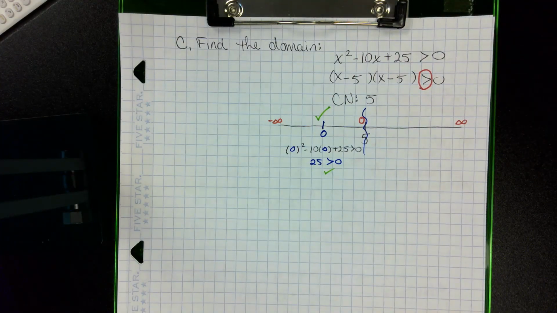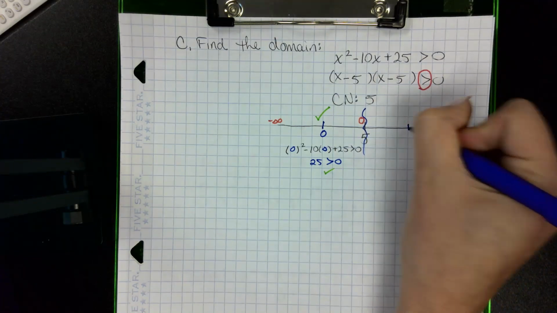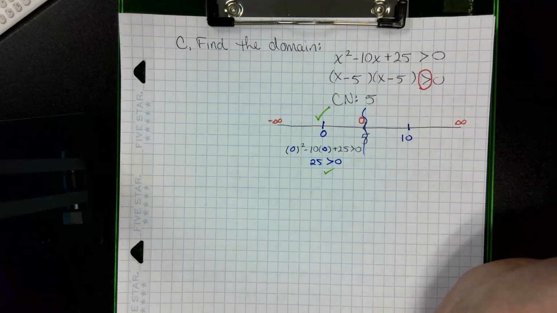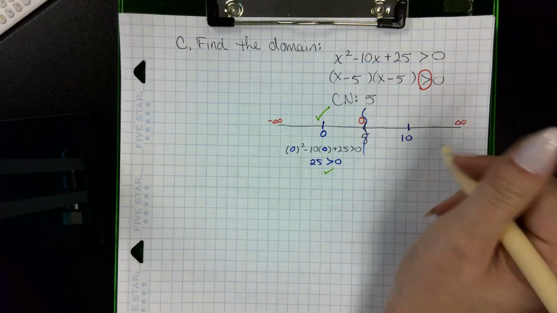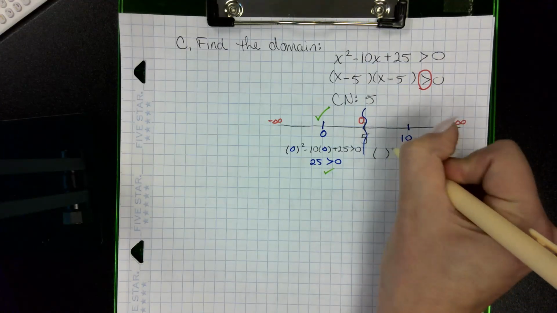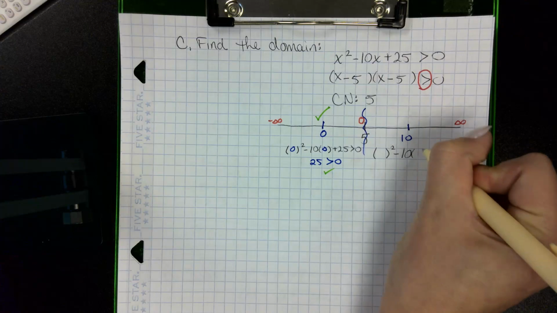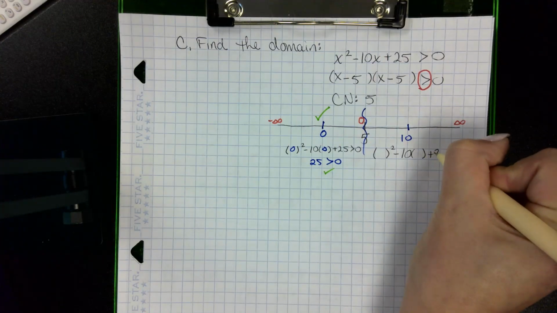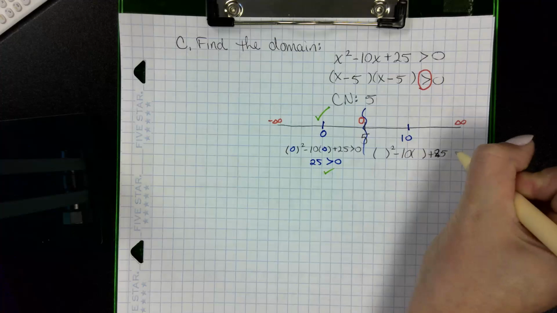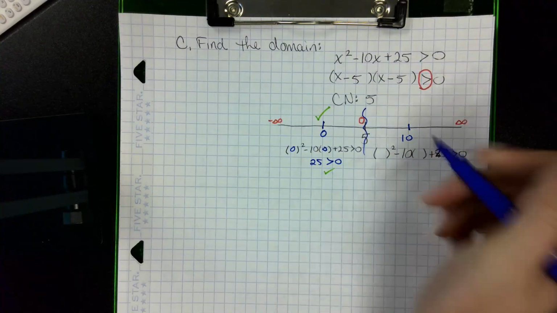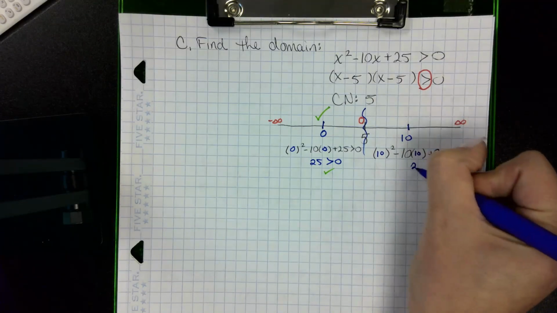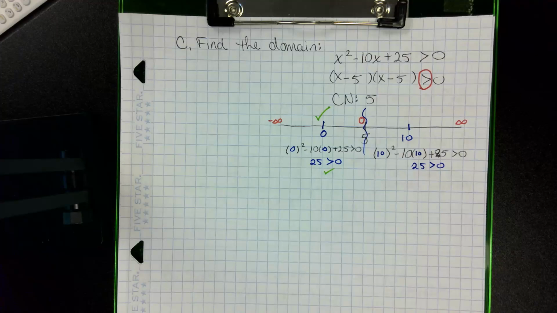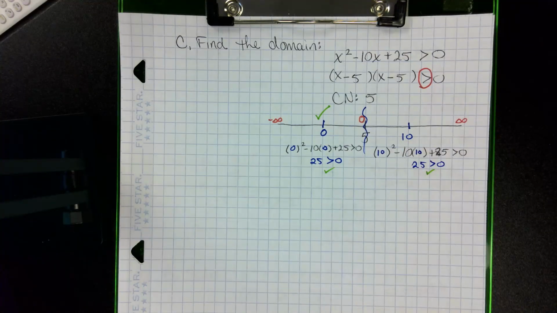Then I need to check my other section. Numbers bigger than 5. Pick any number you want. I'm picking 10. I like 10. 10's easy for me to work with. You can use 6. You can use 752. Whatever you want. Blank squared minus 10 times blank plus 25 is greater than 0. If I plug in 10 and 10, I get 100 minus 100 plus 25 is greater than 0. Yes, that's true. So that means this section also works.